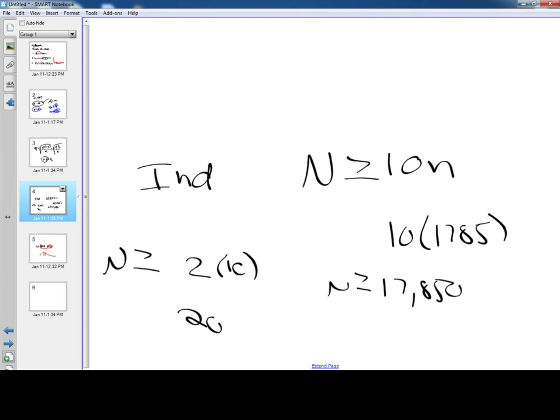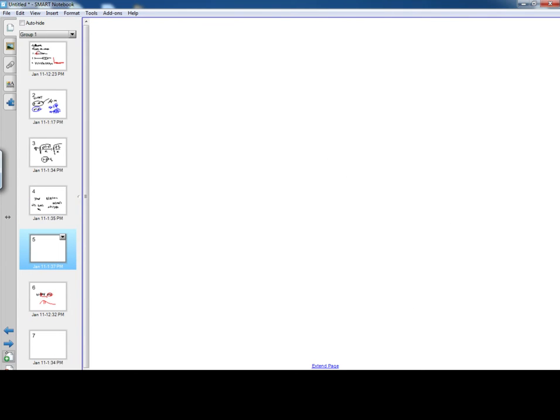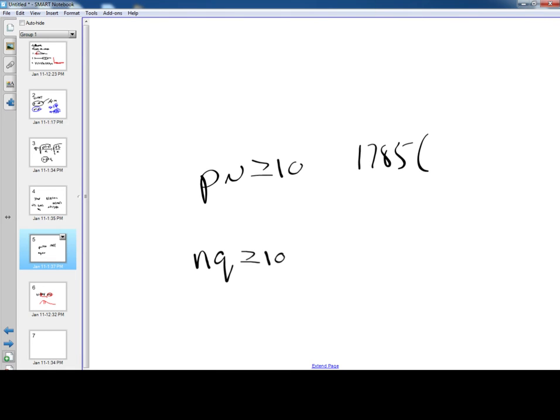So normality, that's the sample, means that we're looking for at least 10 successes and 10 failures. So if I take 1785 multiplied by 0.40, is that number greater than or equal to 10? Yes, it sure is. And if I take that 1785 and multiply by 0.6, is that greater than 10? Definitely. You'd be saying, yes, both conditions are met.